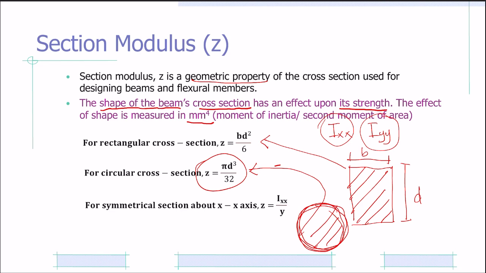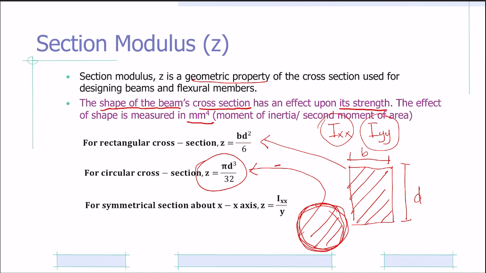the cross section. For a symmetrical cross section about x-axis, okay, because we only consider the x-axis when we design for beam, okay, kita takkan kira untuk y punya axis, because beam adalah horizontal member, okay, therefore we only consider x-axis in all our calculation for beam.